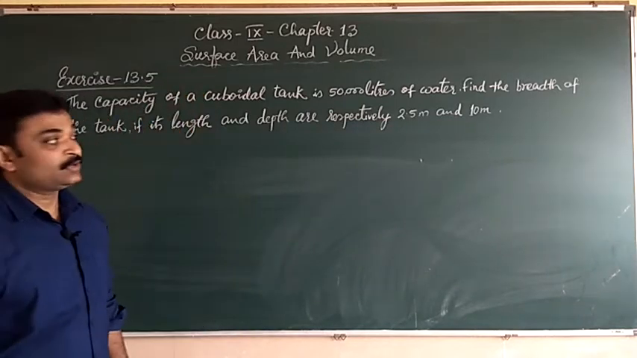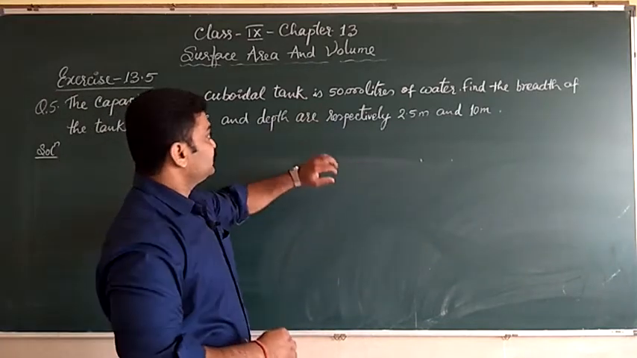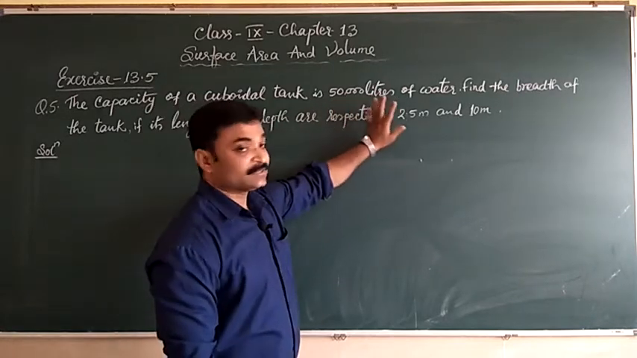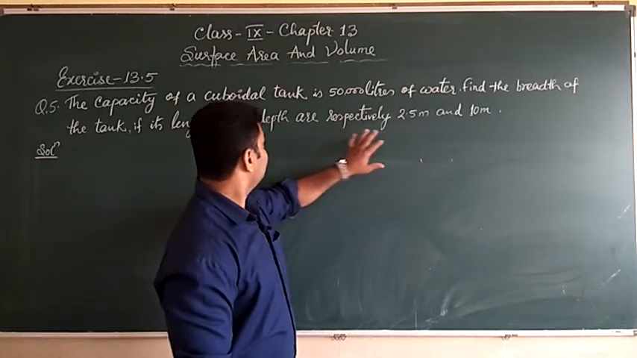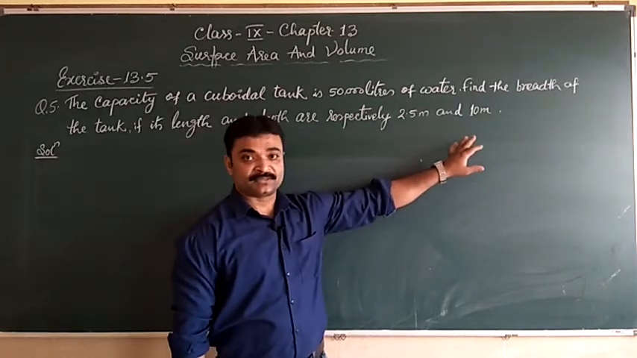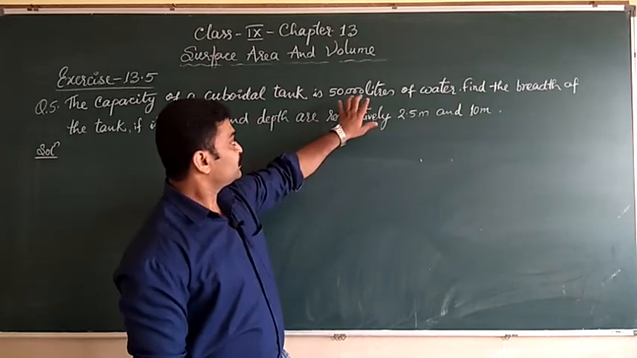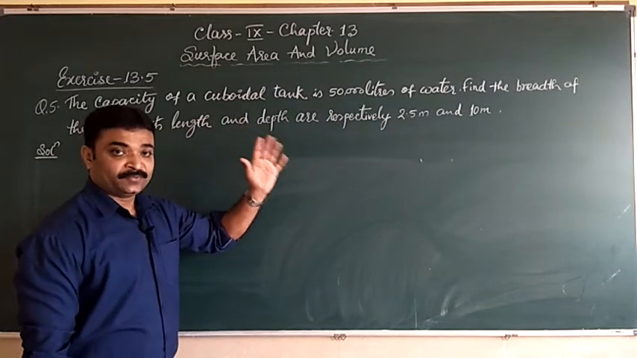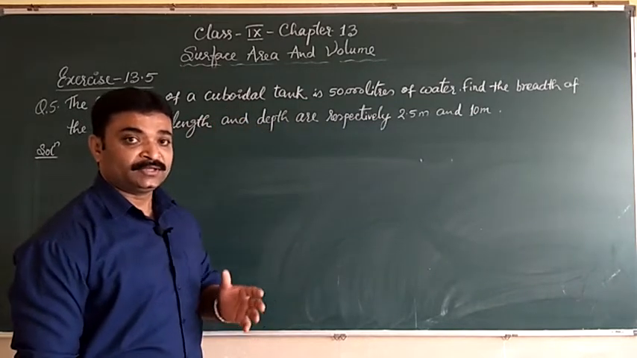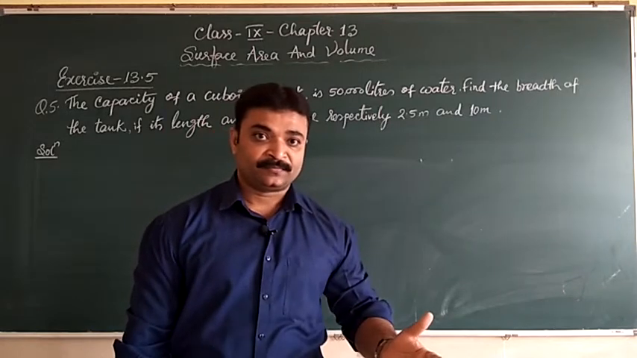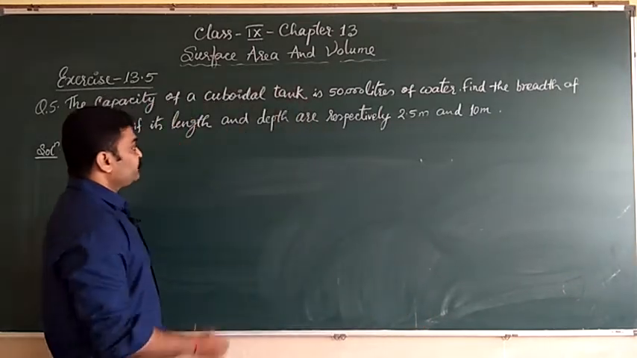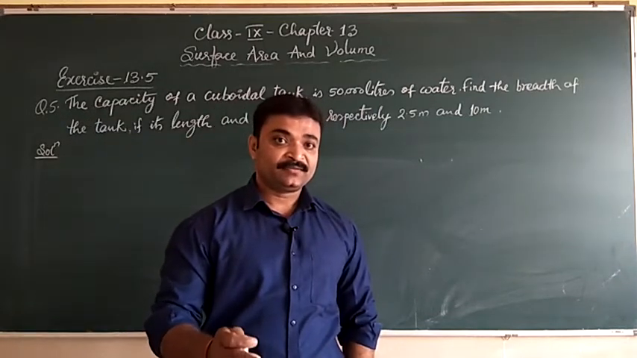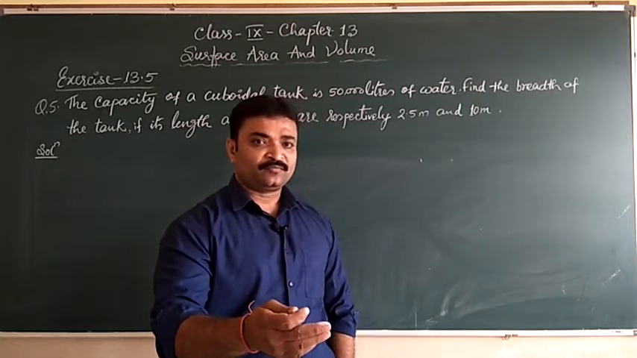Students, first of all, you have to notice here that the capacity means volume. Capacity is given in liters, and length and depth are given in meters. So we have to convert this liter into meter cube, because capacity means volume, and the unit of volume is a cubic unit. So we have the measurement that 1 meter cube is equal to 1000 liters. It is given in the earlier questions.